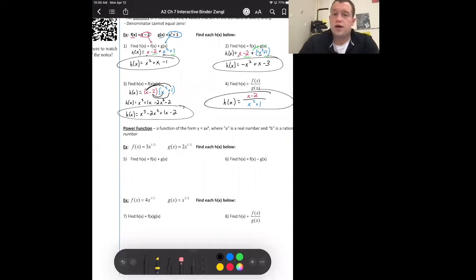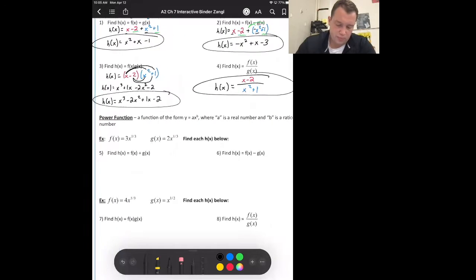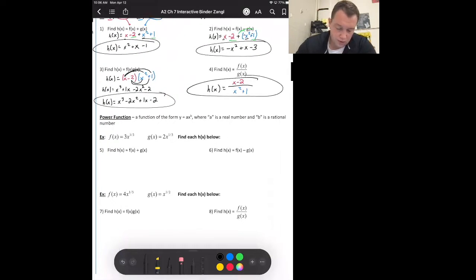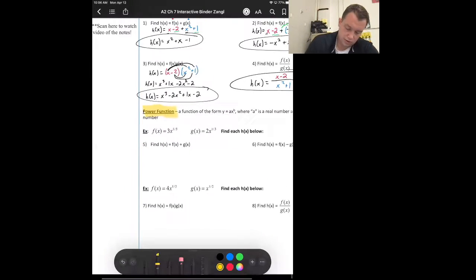All right, so now we're going to move on and talk about power functions. Power functions are functions of the form y equals a times x to the bth power, where a is a real number and b is a rational number. This will look kind of similar, but the only difference now is that we're using those fractional exponents.